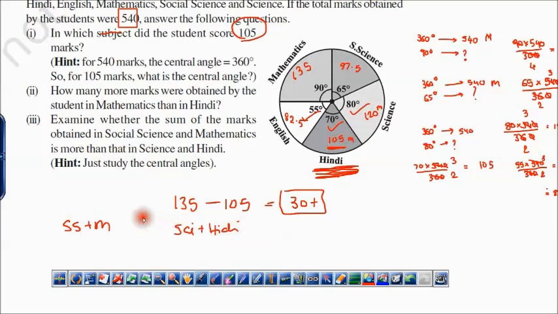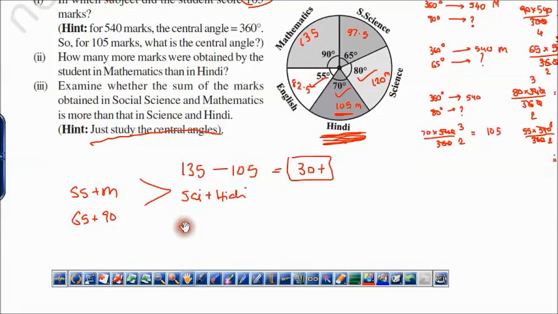साइंस प्लस हिंदी से ज़्यादा है कि नहीं. तो या तो तुम मार्क्स से चेक कर सकते हो या एंगल से, मतलब सेम है. यू हैव टू स्टडी द एंगल्स. SS प्लस मैथ्स मीन्स 65 डिग्री प्लस 90 डिग्री and science plus Hindi means 80 plus 70 degree. This is 150 degree, 155 degree. So yes, it is correct. SS plus maths is more than science plus Hindi.